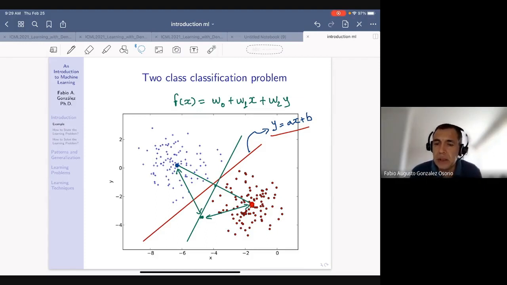Okay, is that clear? That will be the boundary: the line which is perpendicular to the line that connects the two centroids and goes through the middle point. So that's a possibility. Do you see any problem with this algorithm, with the centroid algorithm?